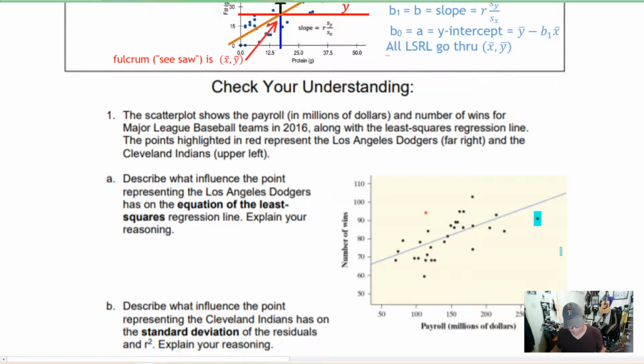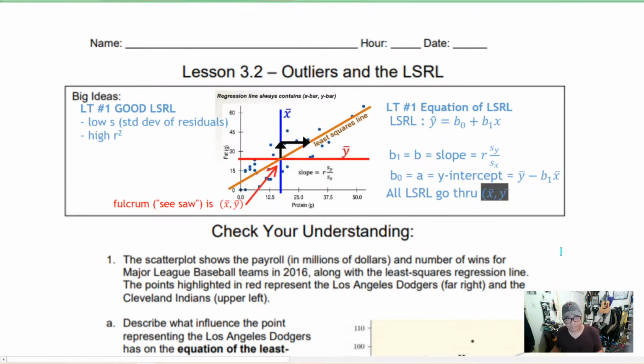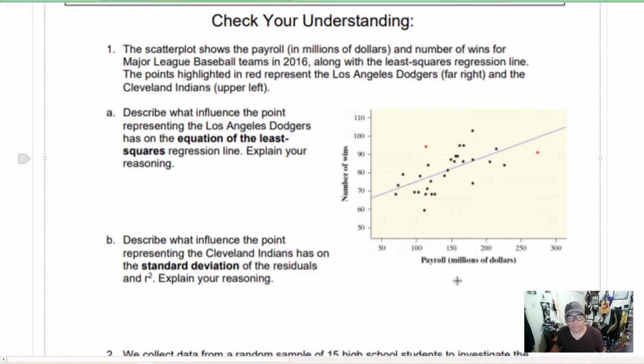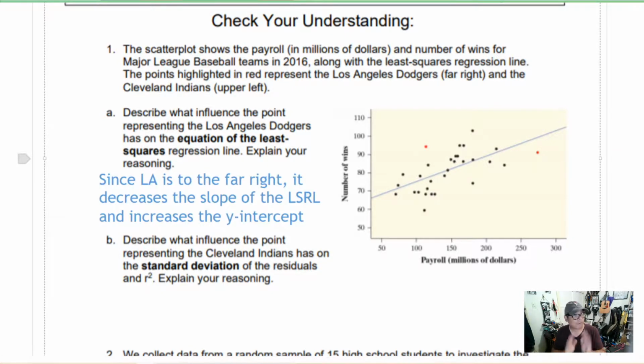Okay, so right over there, those are my Los Angeles Dodgers. They are an outlier in the x direction. So they are far to the right, too far to the right. So that has the effect of tilting the least squares regression line toward it. And it looks as though it's going to decrease the value of the slope. Since LA is on the far right of the graph, it decreases the value of the slope of the LSRL, and it increases the y-intercept.